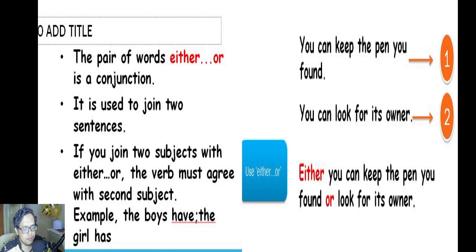Write one, skip one. Write one, skip one. For example, you write the pair of words, either or is a conjunction. Okay, finished. Skip one. Then write the meaning: it is used to join two sentences. Okay, skip one. Like that.